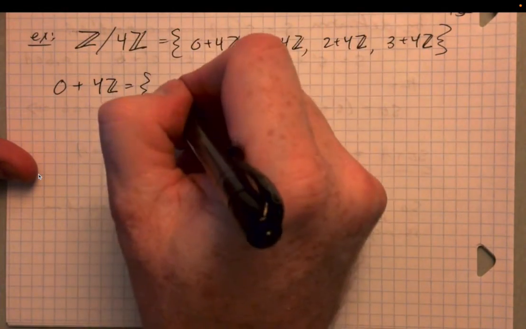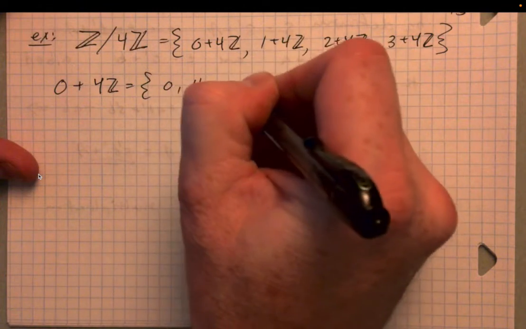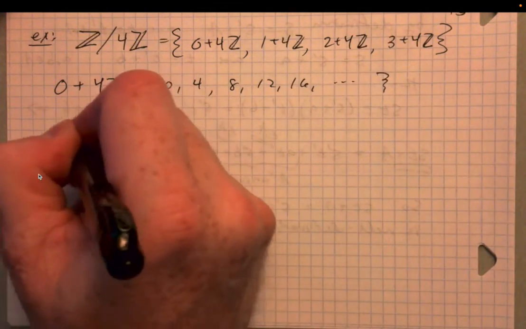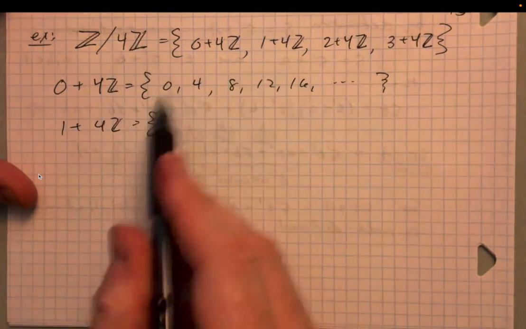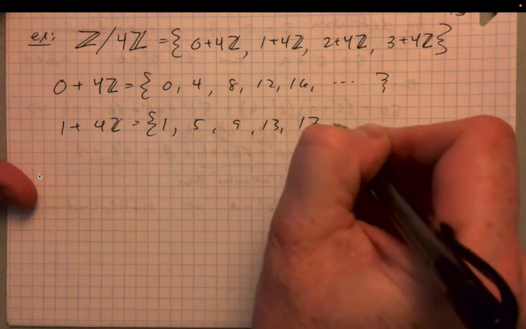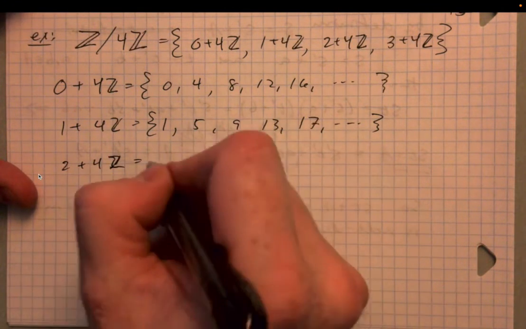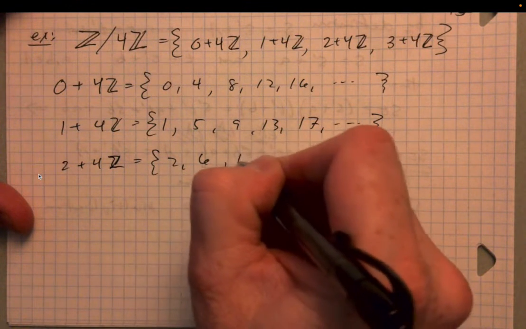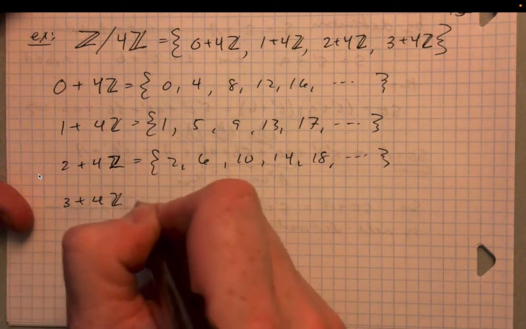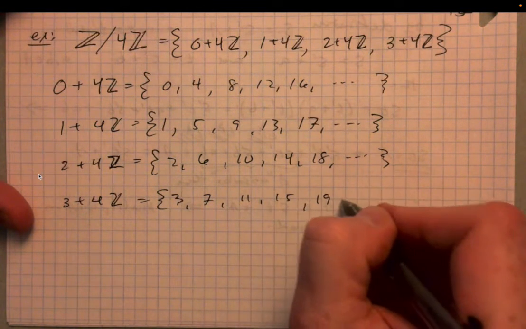Well, that's going to be the set, and I'm just talking about the positive side. The negative side will be here as well, but 0, 4, 8, 12, 16, and so on. What's 1 plus 4Z? Well, that's one more than each of these. So you've got 1, 5, 9, 13, 17. 2 plus 4Z is equal to 2, 6, 10, 14, 18. And 3 plus 4Z is going to be 3, 7, 11, 15, 19.